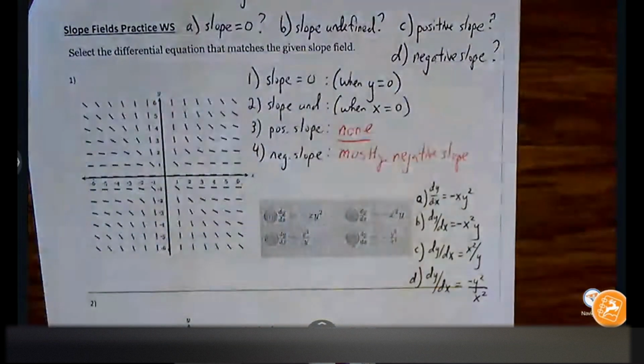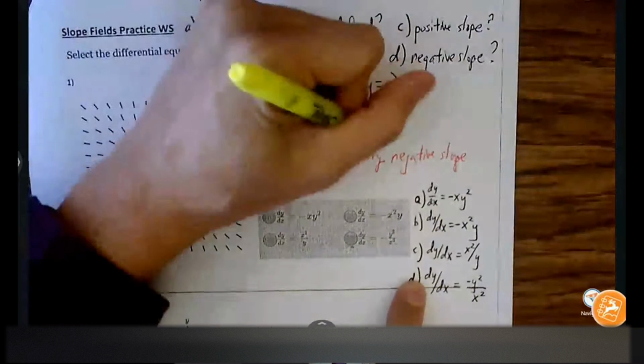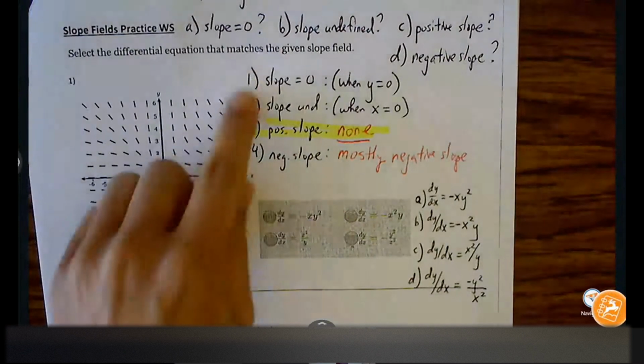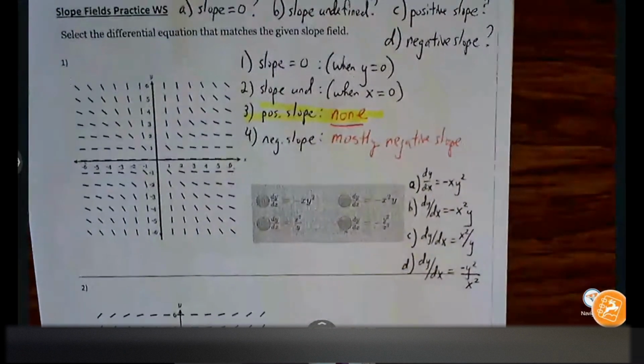When there's such a big broad statement like this one, where there are no positive slopes at all, we should be able to use that to eliminate a lot of wrong choices, right? But we can also look at these other ones as well.